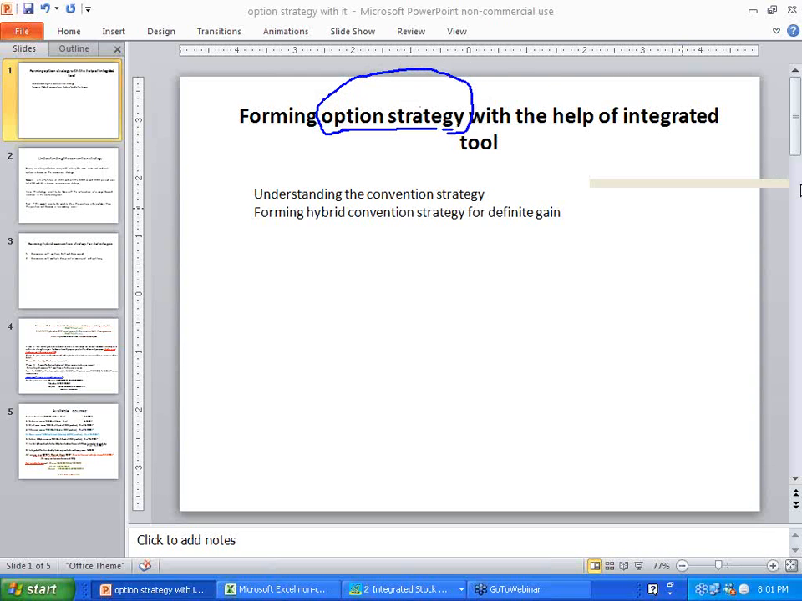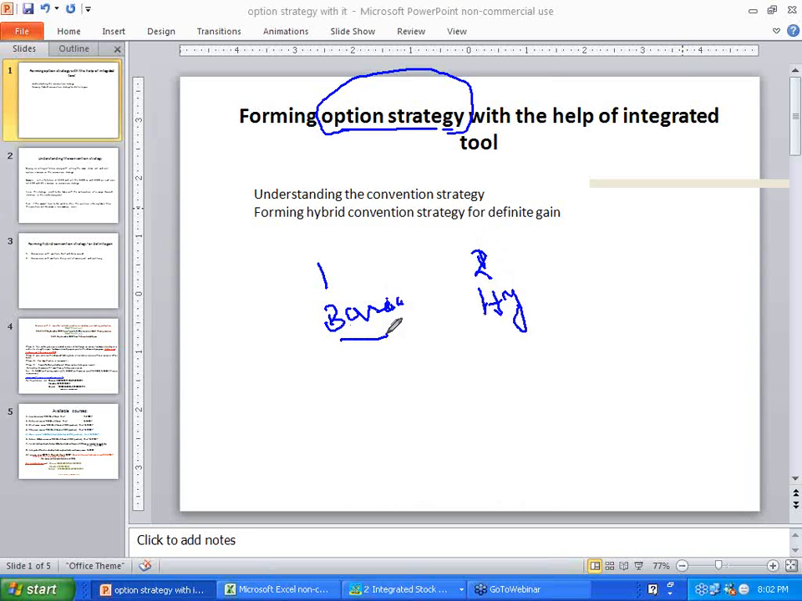So in this context, a lot of strategies are there. Many of you will be matured option strategic traders, and many of you will be newcomers also. So for all, option strategy is divided into two categories. One is the basic strategies, and the second category is hybrid strategies.